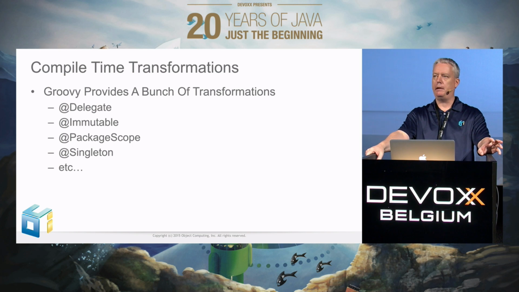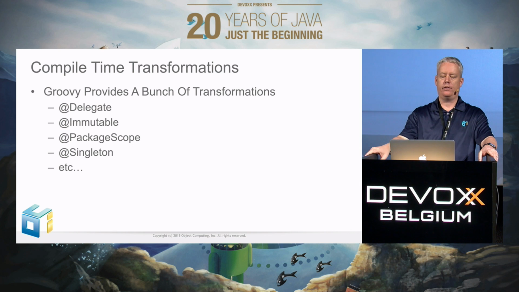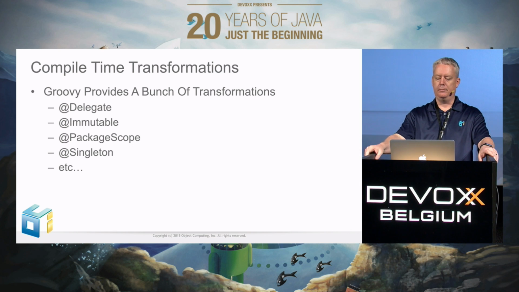So the class will be made final. The constructor will be made private, so no one can create an instance of that class. There'll be a public field added to the class called instance, and that's the way you get a reference to the singleton instance. All the static one-time initialization of the singleton or of the instance property is all rigged up for you at compile time.